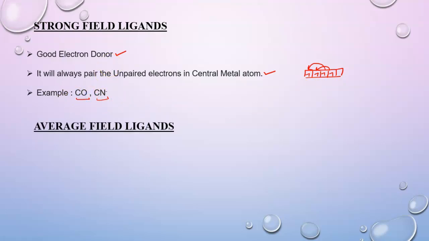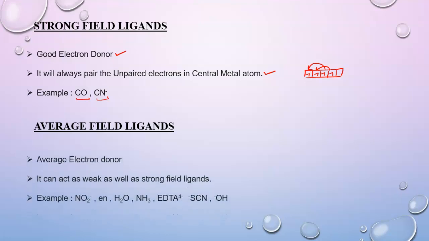Proceeding to the average field ligand, which acts as an intermediate between strong and weak field ligands. As I told you, it can act as both weak and strong field ligand and is an average electron donor. So these are the examples of the same: NO2 negative, ethylenediamine (en), H2O, water, ammonia, EDTA4 negative, then SCN negative and OH negative. Most of them are actually going to act as a strong field ligand, correct?